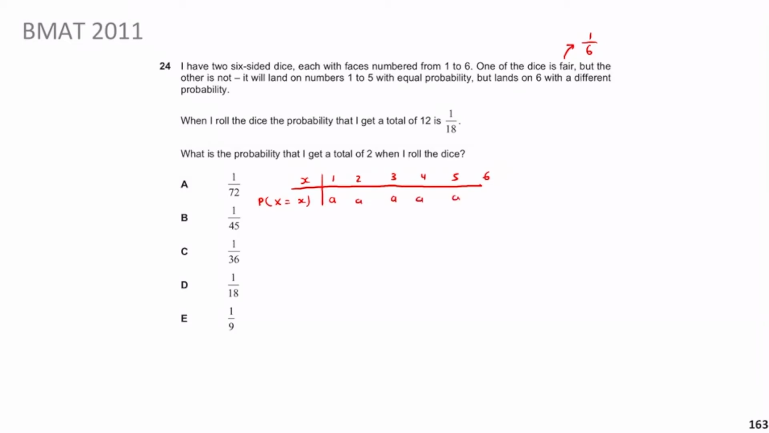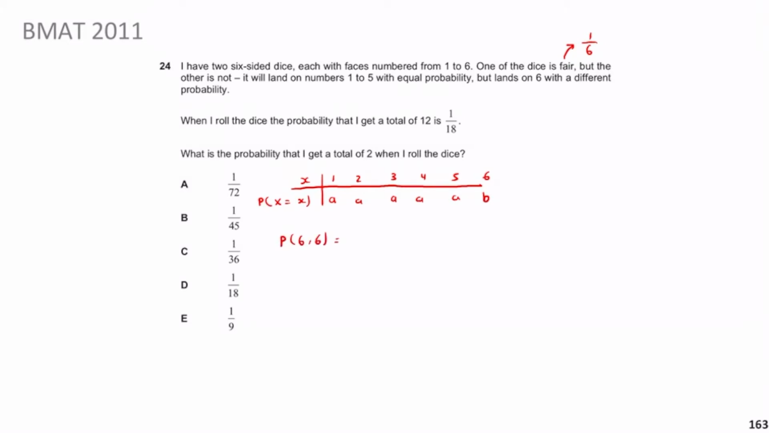A, but it lands on 6 with a different probability. We can call that B, right? And we have another crucial bit of information, which is the probability that you can get a 12 is 1 out of 18, right? So the only way you can get a 12 in rolling a dice is if you get a 6 and a 6.